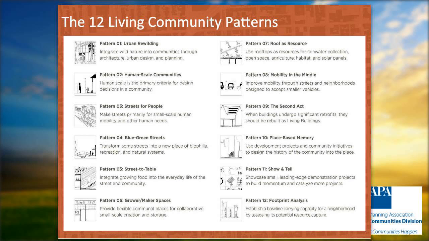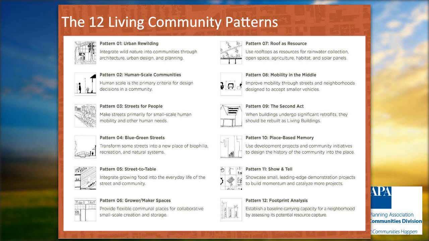In particular, urban rewilding goes to integrating wild nature into communities. The blue-green street goes to transforming some streets into new places of biophilia, recreation, and natural systems, again, multifunction. And then the footprint analysis, pattern 12, is a little different type of pattern because it's really an analytic tool. That goes to establishing the baseline carrying capacity for a neighborhood or a city by assessing its potential resource capture, and that sets up the starting point for the innovation and creativity.